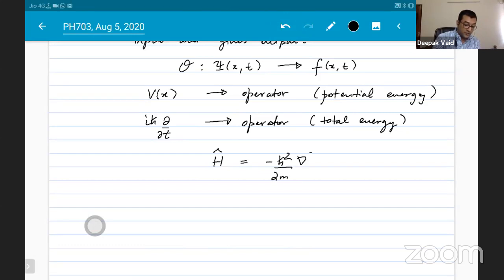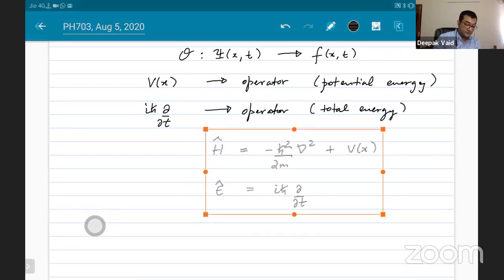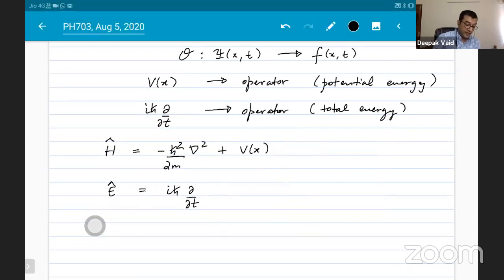So what is the Hamiltonian operator? It is this guy. What is the energy operator? This, i h bar d by dt. Together, these two combine to give you the Schrodinger equation.